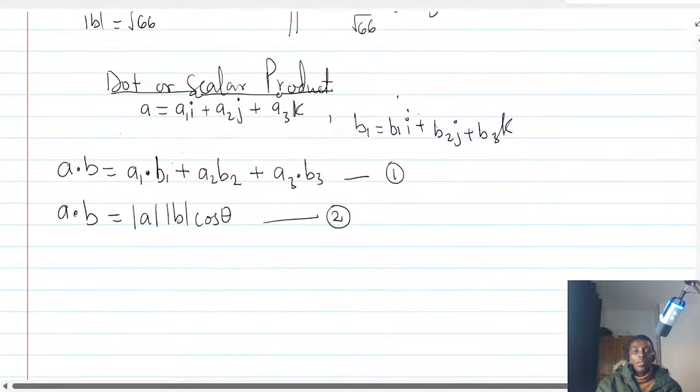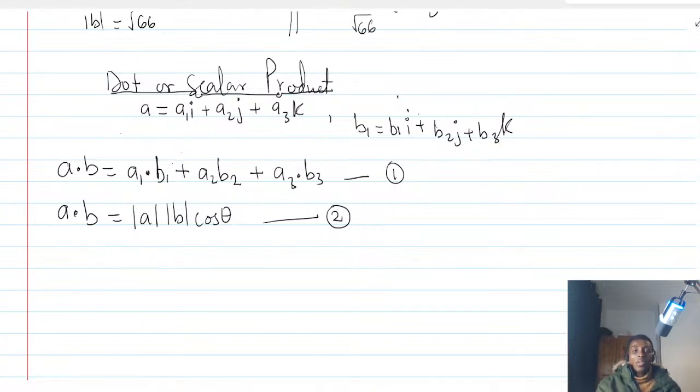All right. So with the help of this, we can actually find the angle. Whenever I want to find the angle between two vectors, I can use the scalar or the dot product to find the angle. Okay. So let's solve some examples.